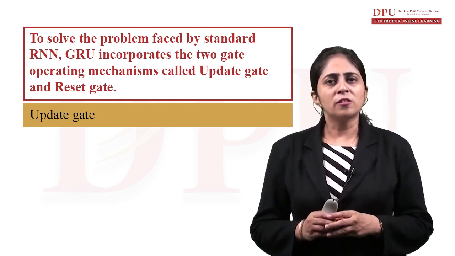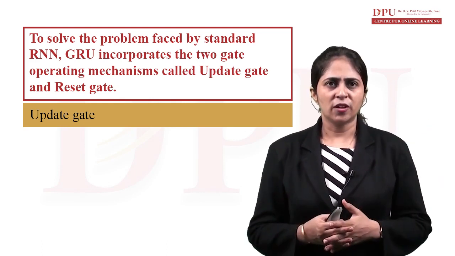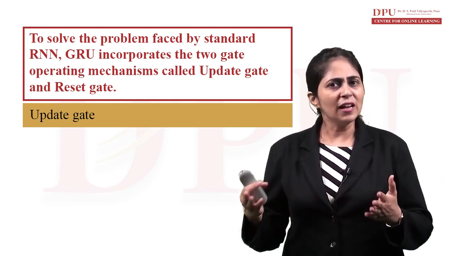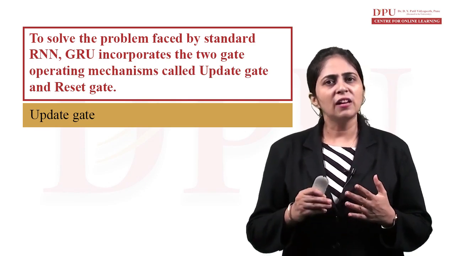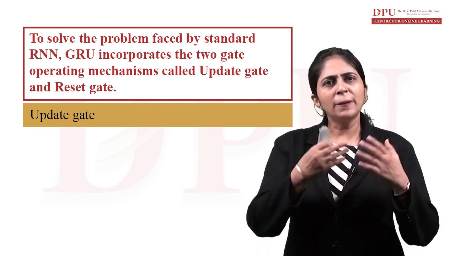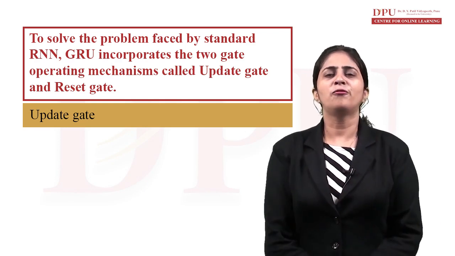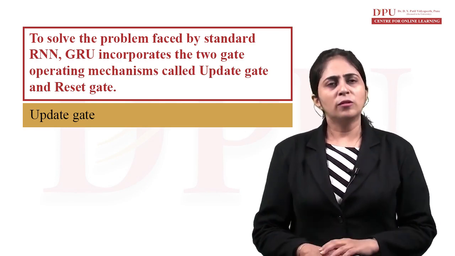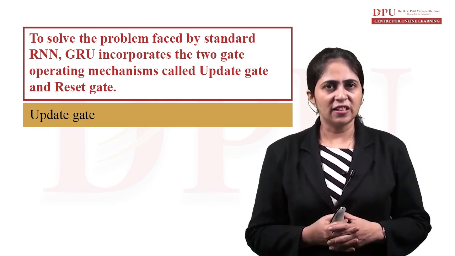It is responsible for determining the amount of previous information that needs to pass along to the next gate. This is the update gate. It is really powerful because the model can decide to copy all the information from the past and eliminate the risk of vanishing gradient. So our update gate solves the issue of vanishing gradient.